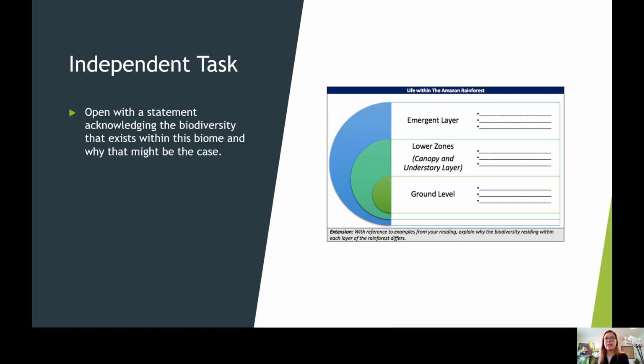Now, remember I said that it's important to make note of what animals you might come across in each layer of the Amazon rainforest. So we're going to do an independent task now, where I would like you to note down what animals you come across in the emergent layer, the canopy and understory layer, which you can do together, and on ground level. I would like you to open with a statement acknowledging the biodiversity that exists within this biome and why that might be the case. I have modeled this under the visualizer so you can see what an answer might look like, but everyone's answer is going to look slightly different.